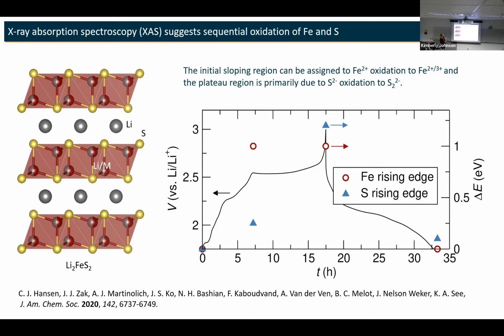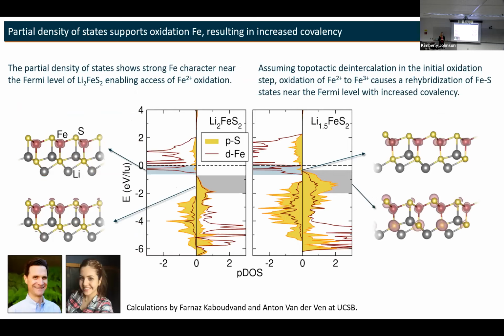So what allows us to access these sulfur P states in this high plateau region as a result of this initial oxidation? So to think about that, we worked with Anton van der Ven at UCSB, who did some partial density of states calculations for us. And here's the partial density of states of the initial material. And so you see at the Fermi level, you have a high density of iron D states. So it makes sense that when you oxidize this material, you're going to access iron D first.